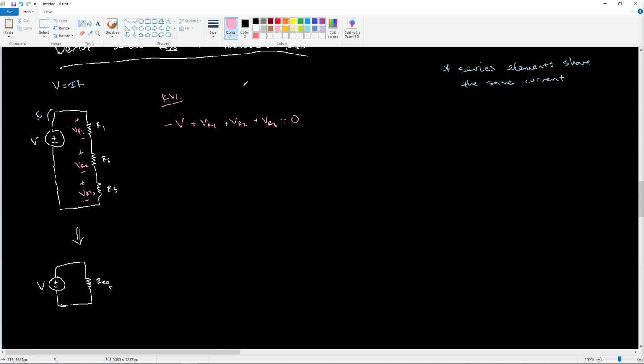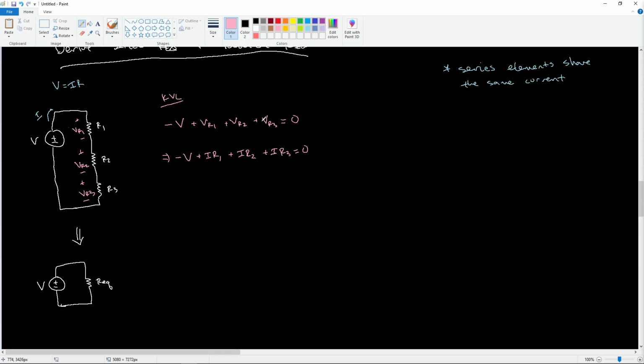Because, via Ohm's law, voltage is current times resistance, if we know that there's a current I flowing through each resistor, then their voltage should be, going through the passive sign convention, I times that resistance. So this can be rewritten as negative V plus I times R1 plus I times R2 plus I times R3, and that's all still equaling 0.